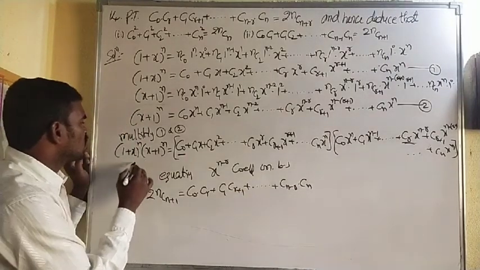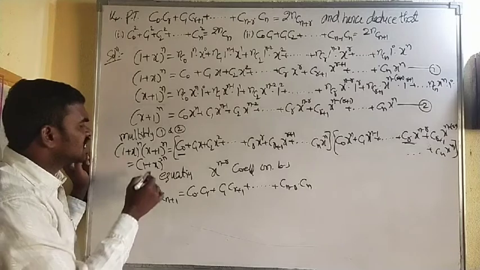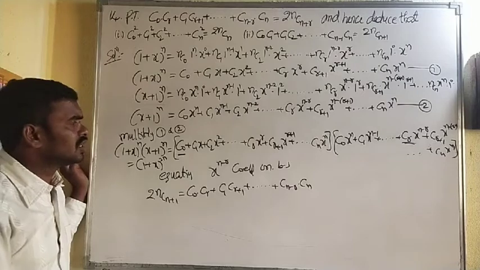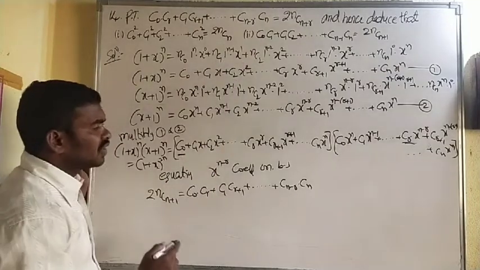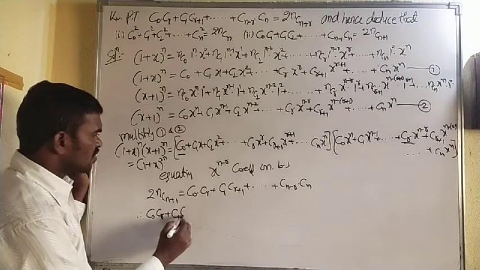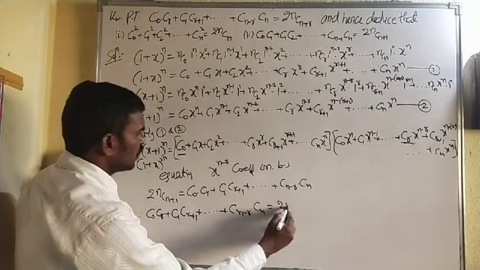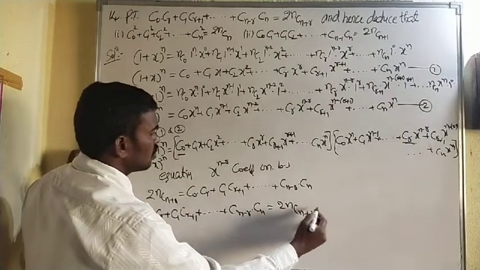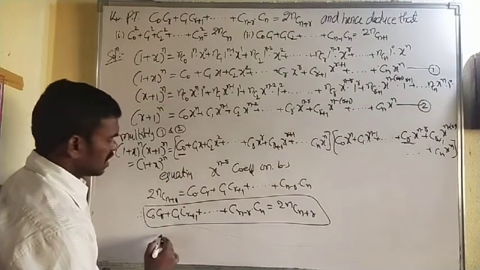So (1 plus x) whole power n into (x plus 1) whole power n is equal to (1 plus x) whole power 2n. So the power is 2n. So we get 2nC(n+r) as the x^(n-r) coefficient. Nothing else, so directly we can write the answer simply. Therefore, c0 cr plus c1 c(r+1) plus so and so plus c(n-r) into cn is equal to 2nC(n+r). Hence proved the first one. Got it?